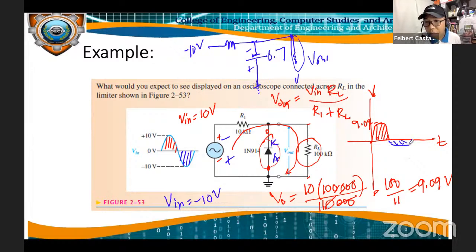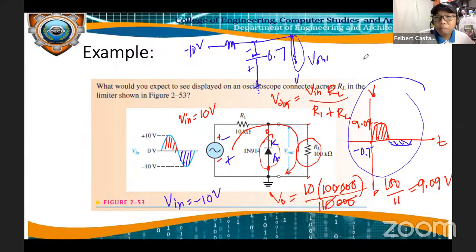Medyo exaggerated lang, medyo malaki. So ito, negative 0.7 yan. So this is your answer. Okay? Saan siya nag-clip? Saan na-remove yung part ng waveform? Sa negative half cycle. Nakuha? Kaya ang tawag sa circuit na ito is negative clipper, kasi ni-clip niya yung negative half cycle ng waveform natin.